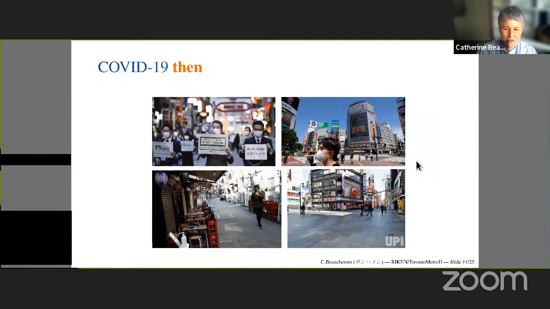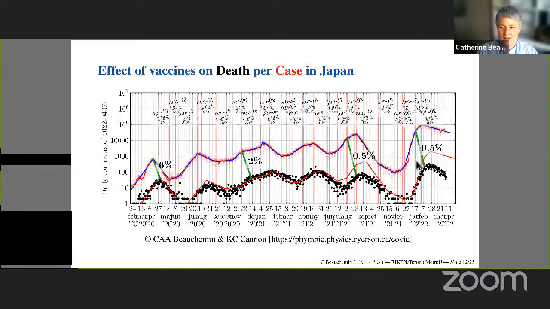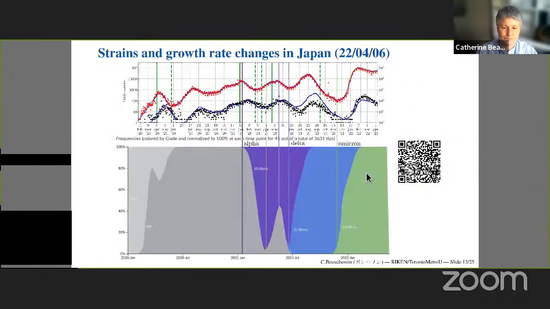So this is Japan as it was during the thick of it. We can remember those types of images. And this is all out to April 22. So this is the death per case, but this is now in Japan as opposed to Canada. And what you can see is that the first wave was less deadly in Japan. 2% was also true in Japan, and in fact, it was true worldwide, the 2% case to death. And you could also see the effect of the vaccine at 0.5%. So it's very consistent throughout the world, kind of 0.5% post-vaccine introduction.